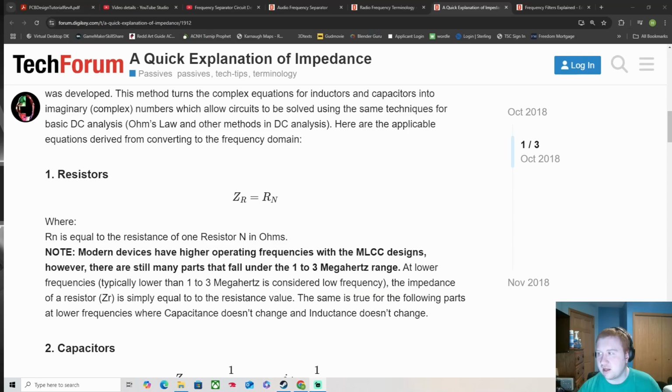So I'm going to switch back here. For impedance of a resistor, and by the way, these are ideal components because it gets really bizarre when you talk about extreme high frequencies, but I'm not going to get into that. So impedance of a resistor is equal to the resistance value. There is no change in equation, really.